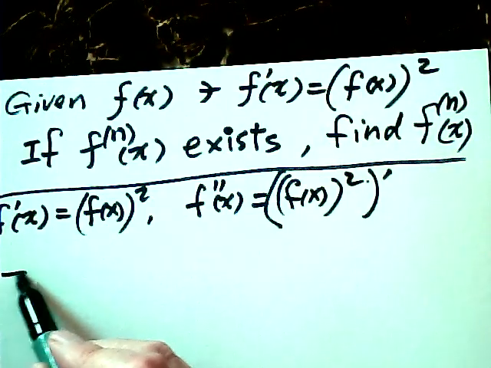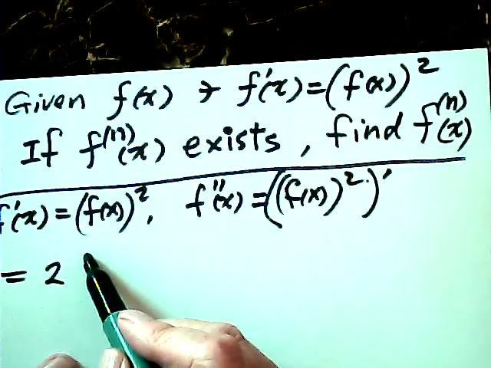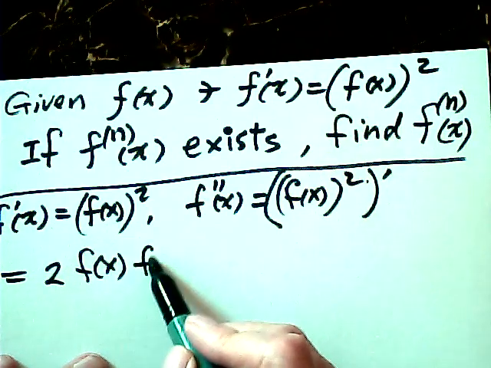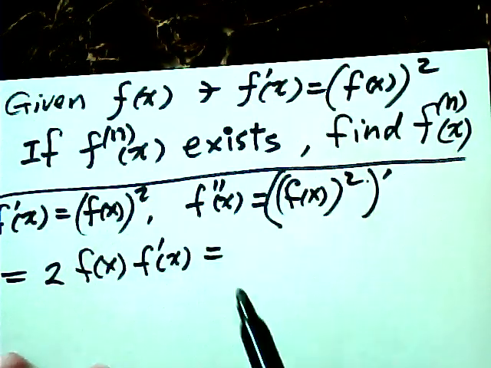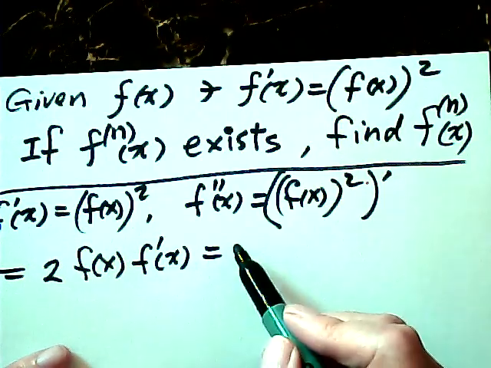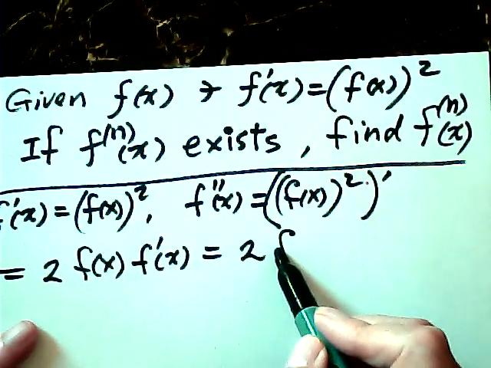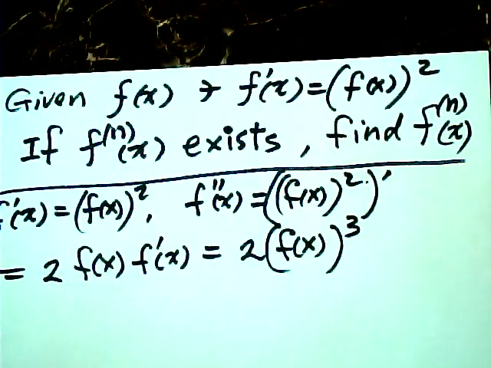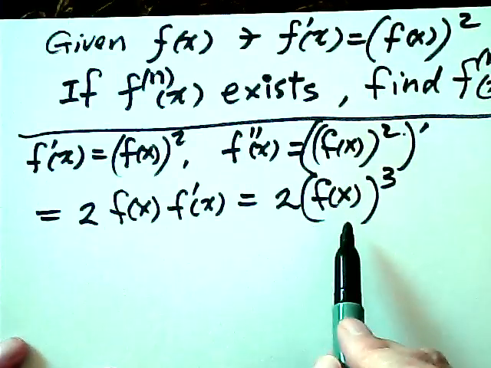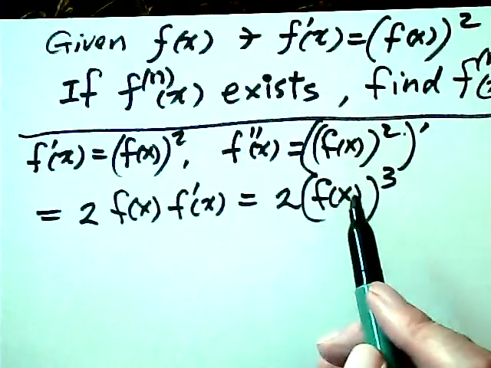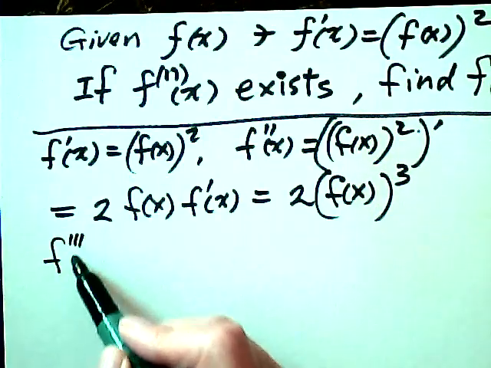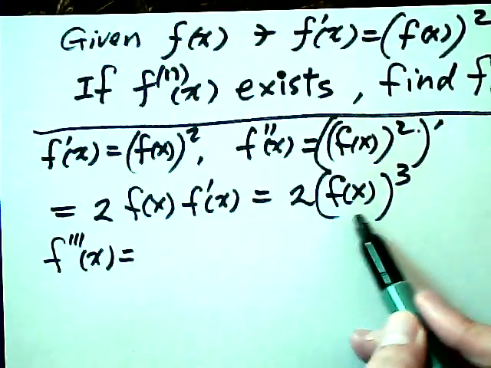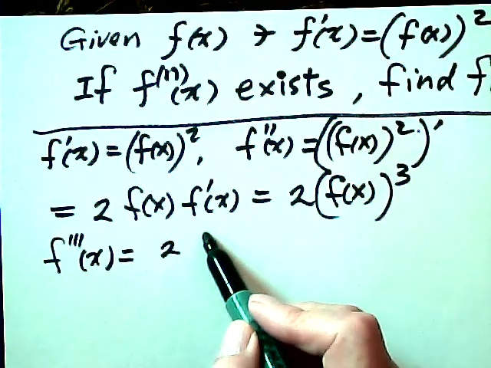So this one is equal to 2 f of x times the f of x derivative, isn't it? So this one is squared again, so it is 2 times f of x cubed. Okay, that is the second derivative. Now then, a third derivative is equal to, this is the second derivative, taking the derivative again.